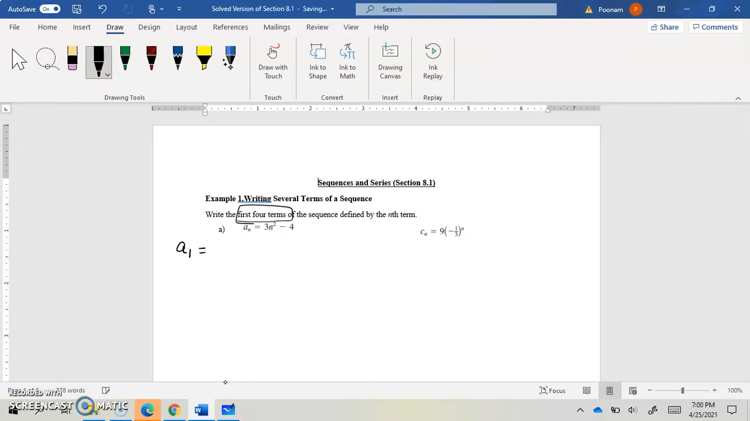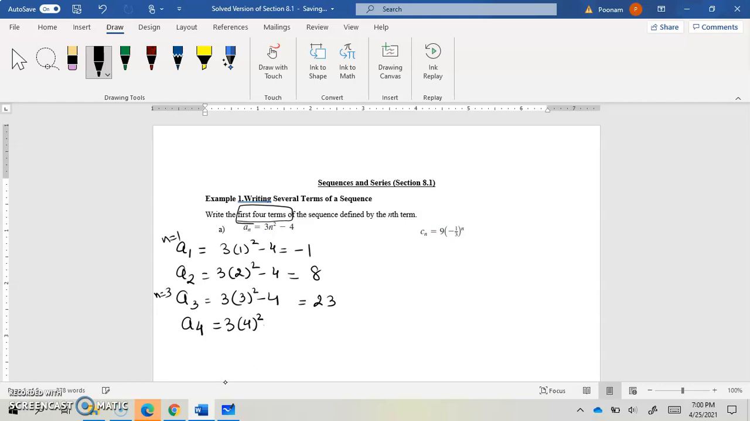That means we will have to find a1, and that means n should be equal to 1. 3 times 1 squared minus 4. 3 minus 4 would be negative 1. a2: 3 times 2 squared minus 4. 3 times 4 is 12, minus 4 would be 8. a3 would be 3 times 3 squared minus 4. You can notice n is 3 in this. 3 times 9 is 27, minus 4 is 23. a4 is 3 times 4 squared minus 4. 3 times 16 is 48, minus 4, 44. So the first 4 terms of the sequence would be negative 1, 8, 23, and 44.